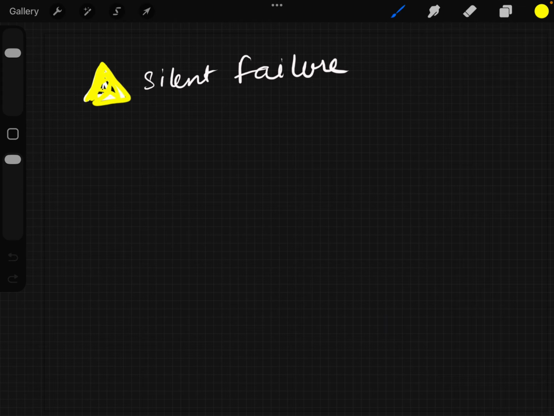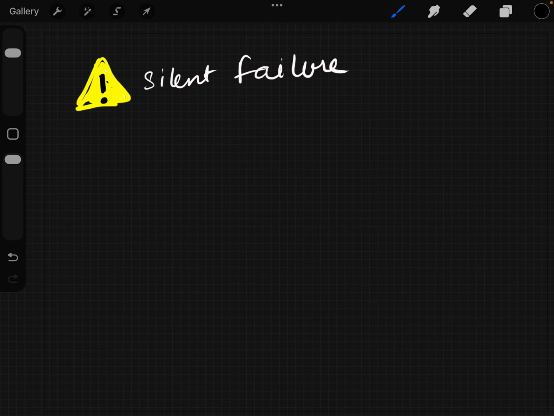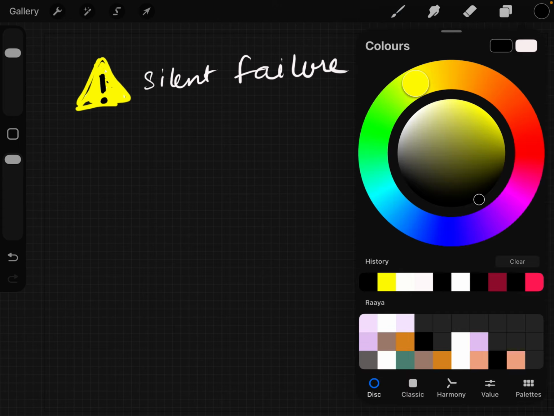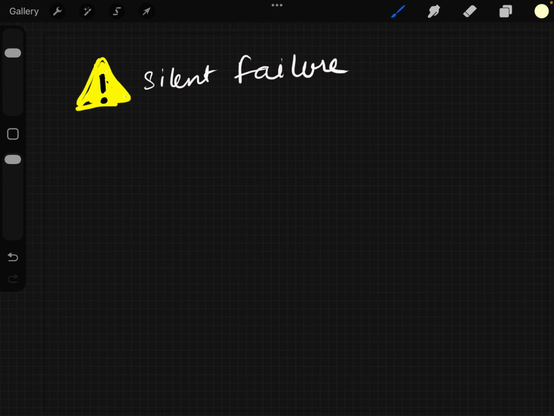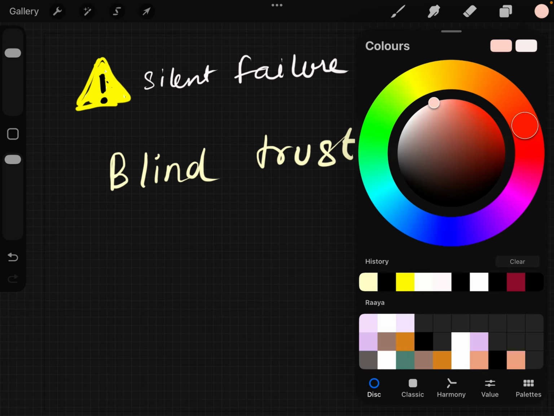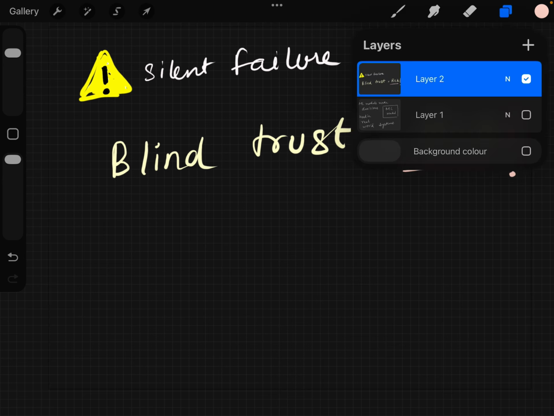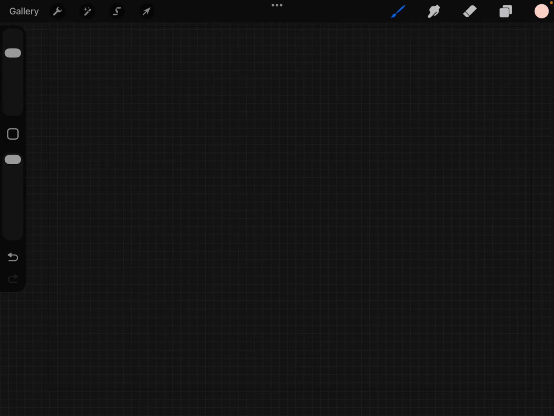The problem is that a model can fail silently. A silent failure is especially dangerous because nothing looks broken. The system keeps running, the output looks normal, and there is no warning message. But internally, the model is making a wrong decision without anyone noticing immediately. When a model fails silently, we still trust it. That is risky.